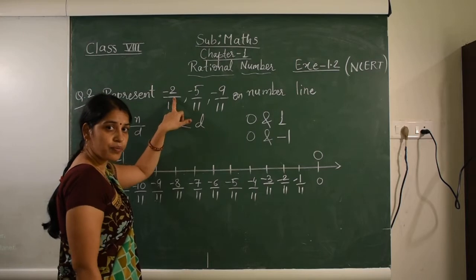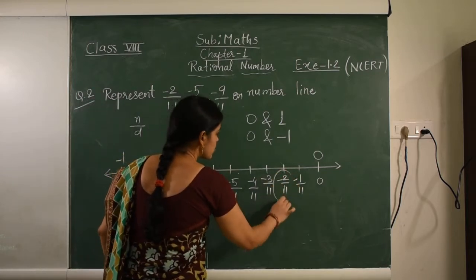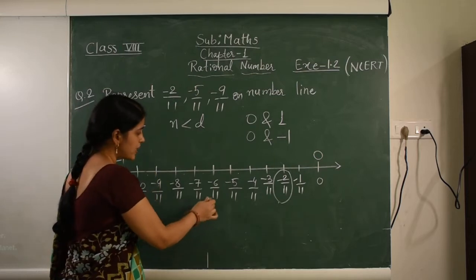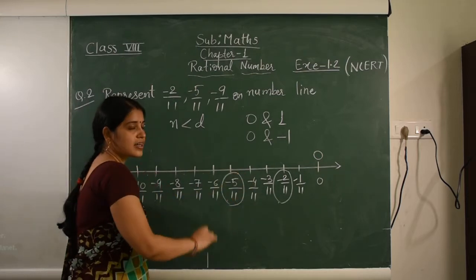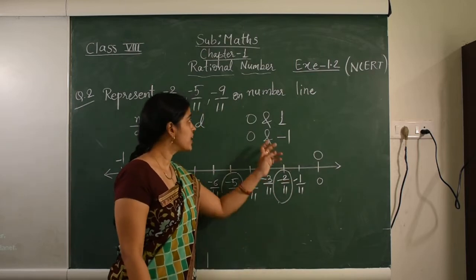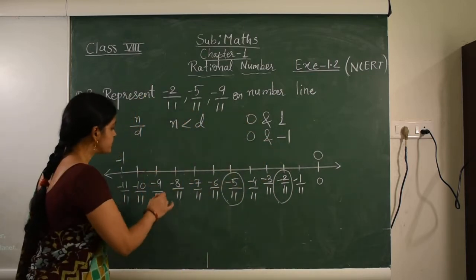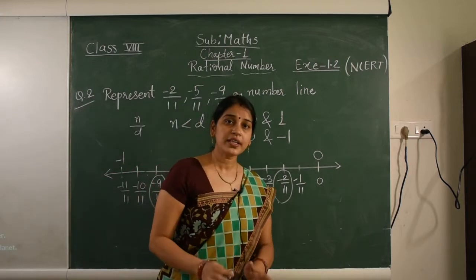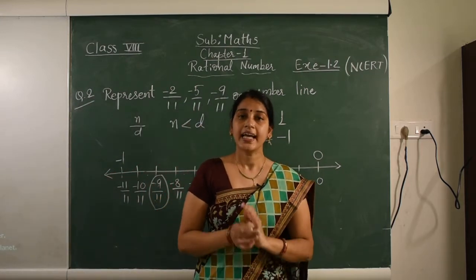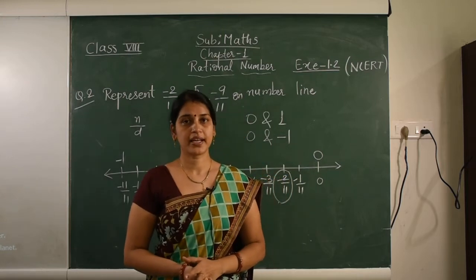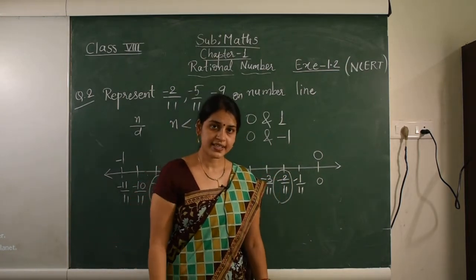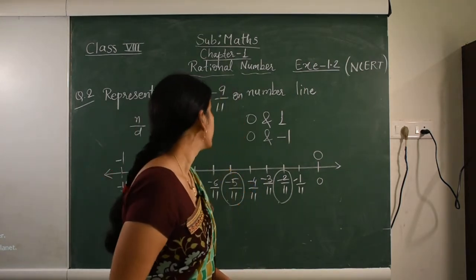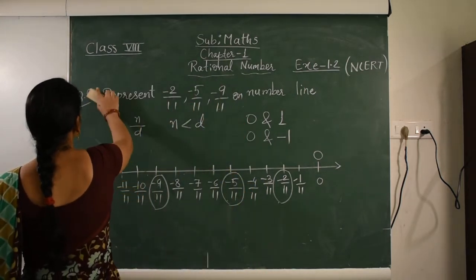Now we have to show minus 2 upon 11, so we make a circle on it. Then second, minus 5 upon 11, so make a circle on minus 5 upon 11. And the third circle on minus 9 upon 11. So in this way you can represent any rational number on the number line: positive numbers on the right hand side, negative numbers on the left hand side. Okay, now let's see question number 3.